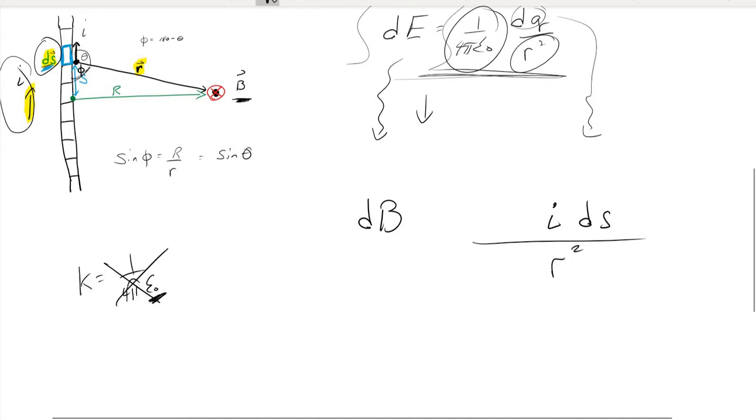But we're not talking about electric phenomenon anymore. We're talking about magnetic phenomenon. So is there some magnetic permittivity constant out there? And the answer is yes, there is. We use the symbol of mu naught for the magnetic permittivity, and its value is 4 pi times 10 to the negative 7 Tesla meter per amp.